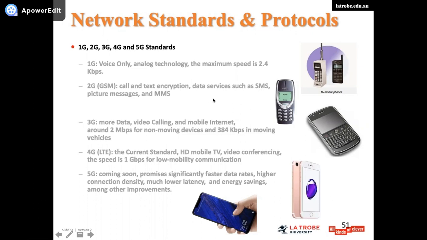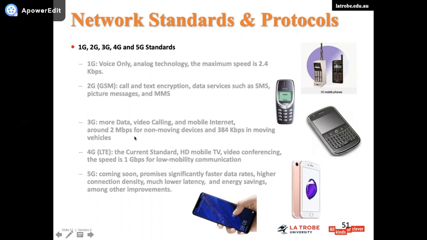And with 3G, we can support more data, so we can use video calling through 3G. Then we can use mobile internet to access the network through your mobile phone. And the data rate now increased to 2 megabits per second, which is a big change from the first G, right? But when you're moving, the data rate will decrease to 384 kbps.